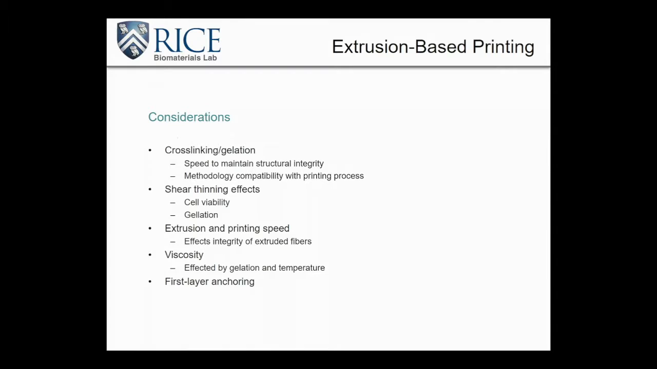We also have photo cross-linking, whether that's UV or visible light cross-linking, that are available in many of these 3D printers. So when you're using extrusion printing, and again, like inkjet printing, one of our main concerns is cross-linking and gelation speed. Even with adding these cross-linking agents and these multiple methods that we will use, we're still very concerned about the speed to maintain the structural integrity of our print. And we also need to ensure that the methodology that we use for cross-linking is compatible with our printing process.